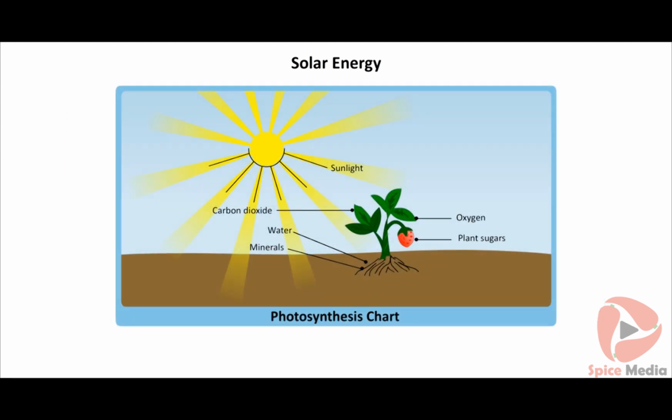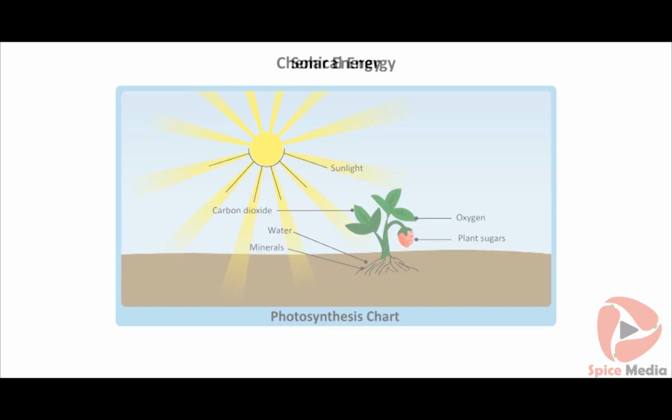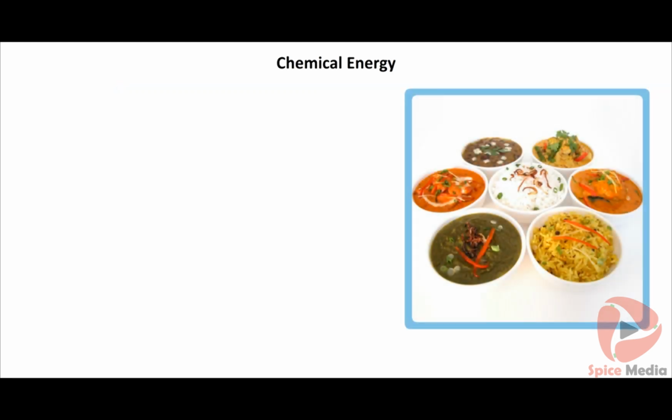Nature uses solar energy to the fullest. Plants use sunlight in photosynthesis. Man uses it in devices like solar panels and solar cells to produce electricity. Energy is released during certain chemical processes.